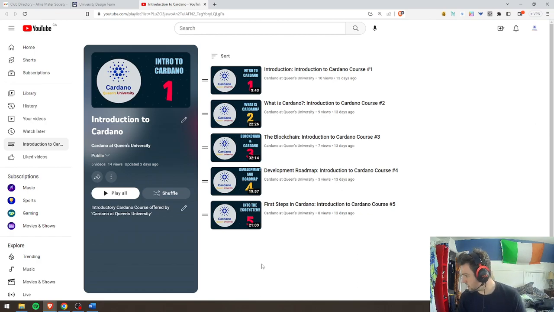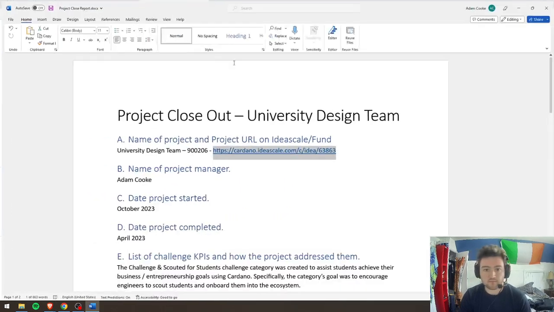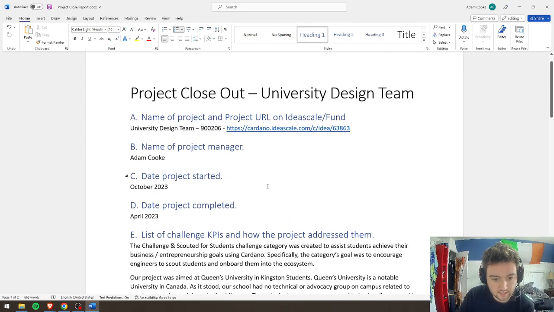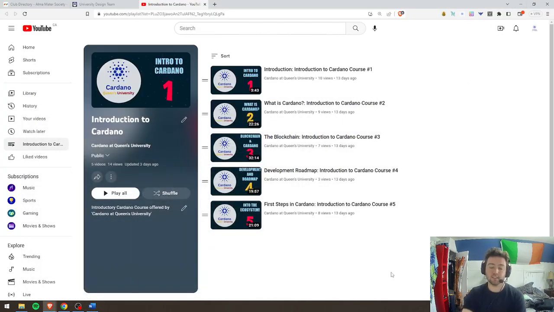Let me see if I've missed anything. When did it go live? Naturally, it started in October. We started in October of 2023, and we finished at the end of the school year in April of 2024. One of the things that was unfortunate was that the initial funding for Fund 9 was delayed until October. So we didn't have the funds to put up a booth at the University Fair, which is the main onboarding event at Queen's, in the first week, right on University Avenue in Kingston.